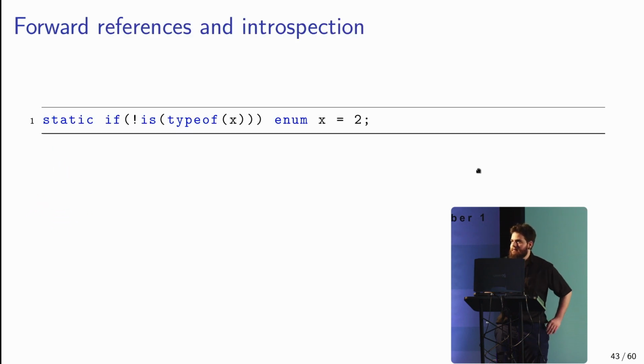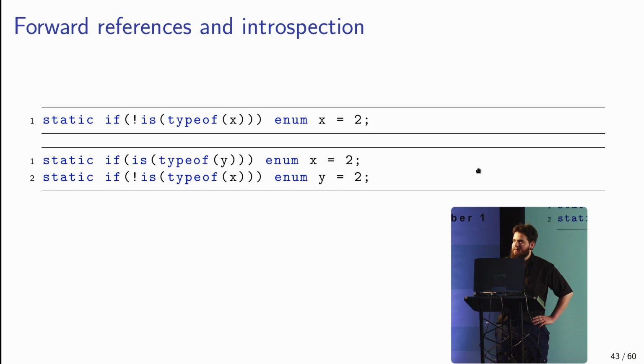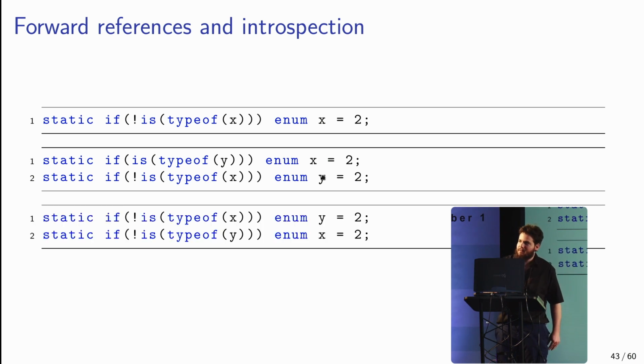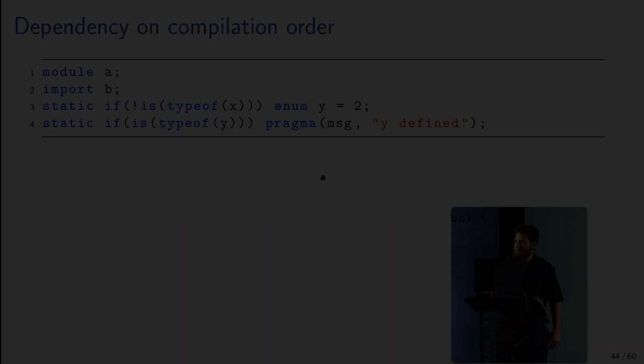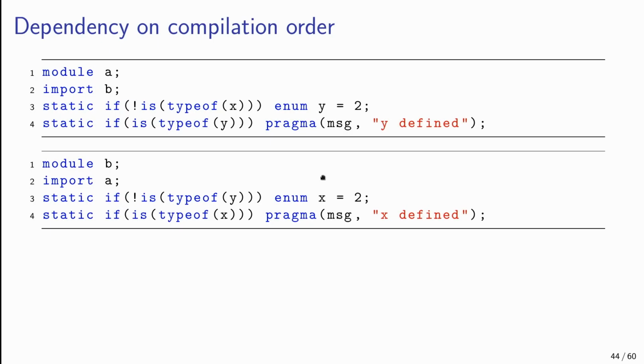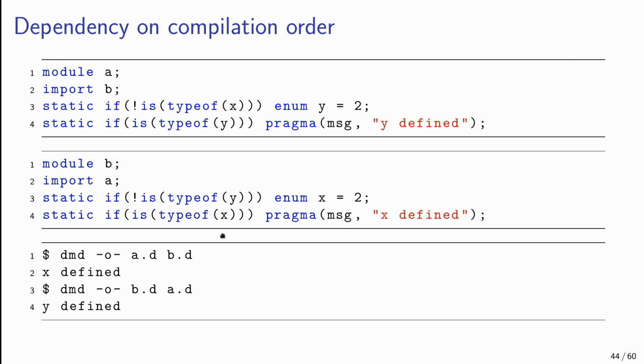Then a nice tidbit is forward references and introspection. So here, if x is not defined, we define x. Some people think it should work, some people think it should not work. Here we thread it through y. I think it should not work. Maybe some people think it should work. At the latest, at this example, people start agreeing with me that it should not work, because which variable here is defined actually depends on which module you pass first. You get inconsistencies between different compilation units.